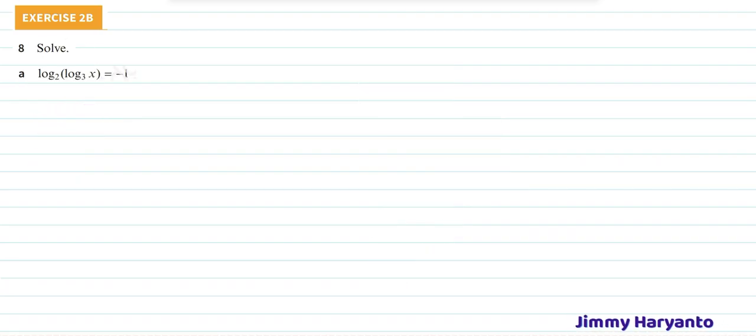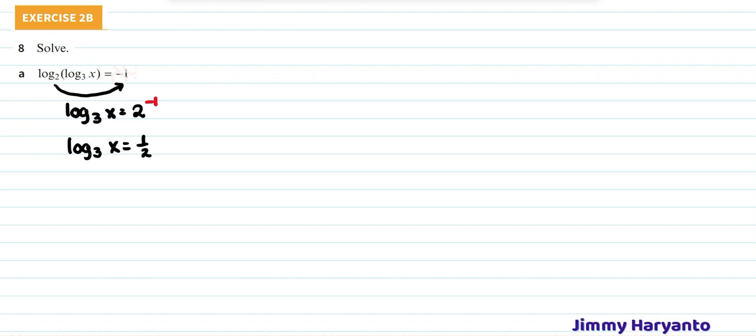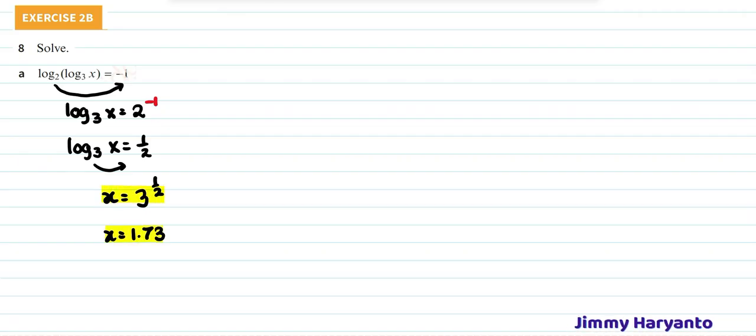And then next, question 8a. For question 8a, let's move the log 2 first. So you have log 3 of x equals, when you move log 2, it will become 2 to the power of negative 1. Just rewrite it like this first. Calculate this one, half. And then you move the log 3. x equals 3 to the power of half. So x equals 1.73 in decimals, or 3 to the power of half in indices form.